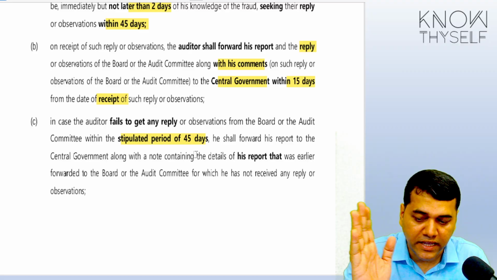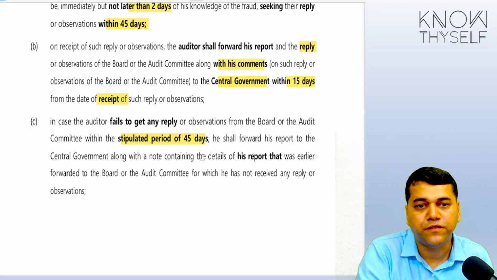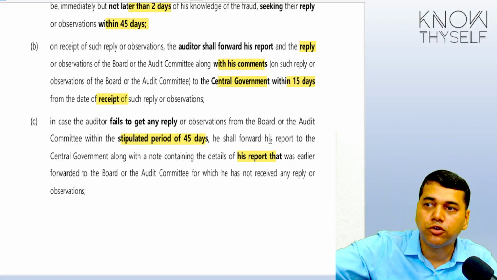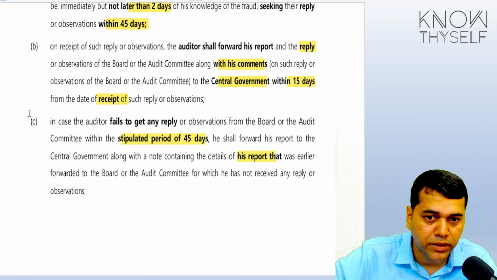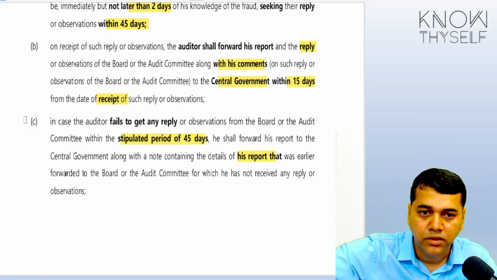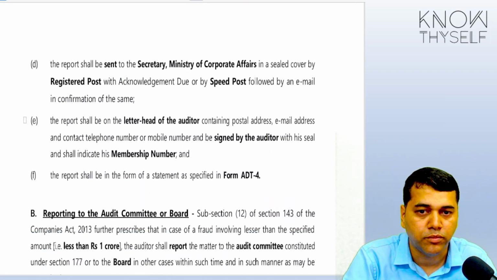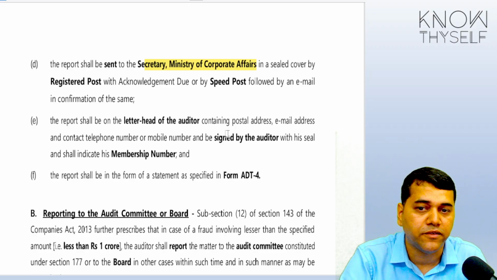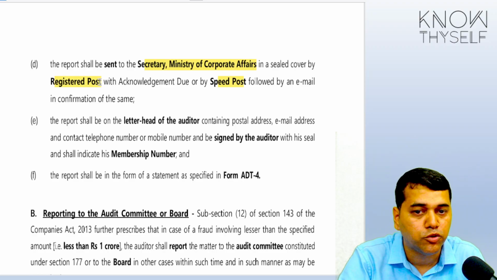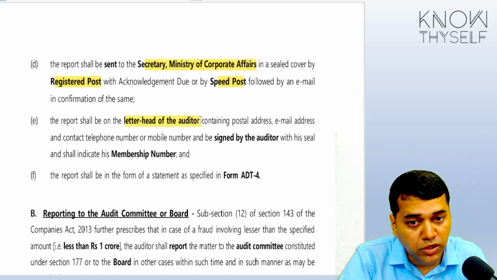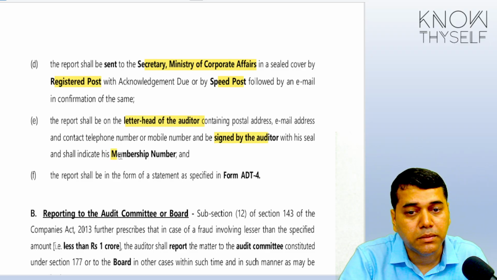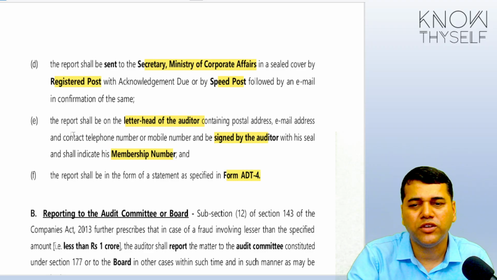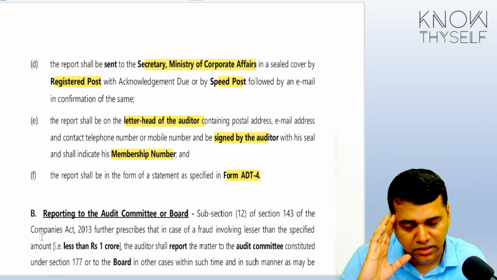After completion of 45 days, within 15 days, he has to inform the central government that, look, I have already given it to the audit committee, they have not replied to me, and this is my communication to them. Whom should you send it to? You have to send it to the Secretary, Ministry of Corporate Affairs, by speed post or registered post with acknowledgement due, on your letterhead, signed with the membership number and in form number ADT4. Each of these points will fetch you 1 mark. You can remember and write.